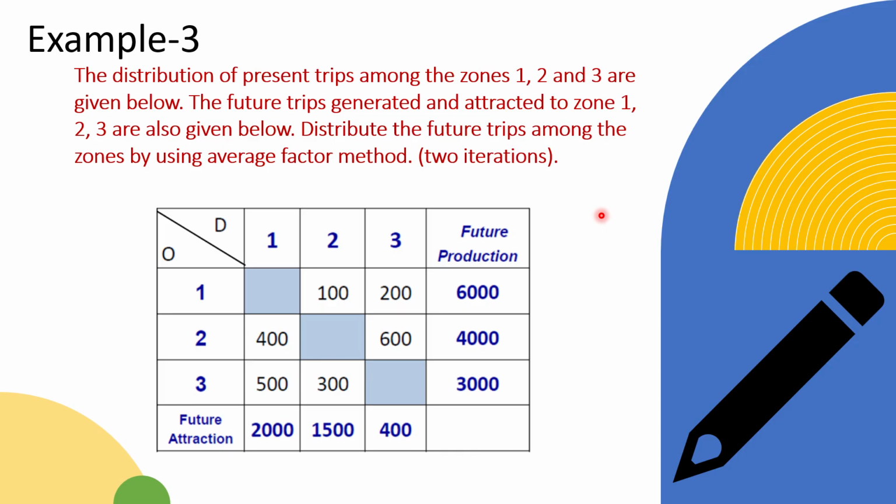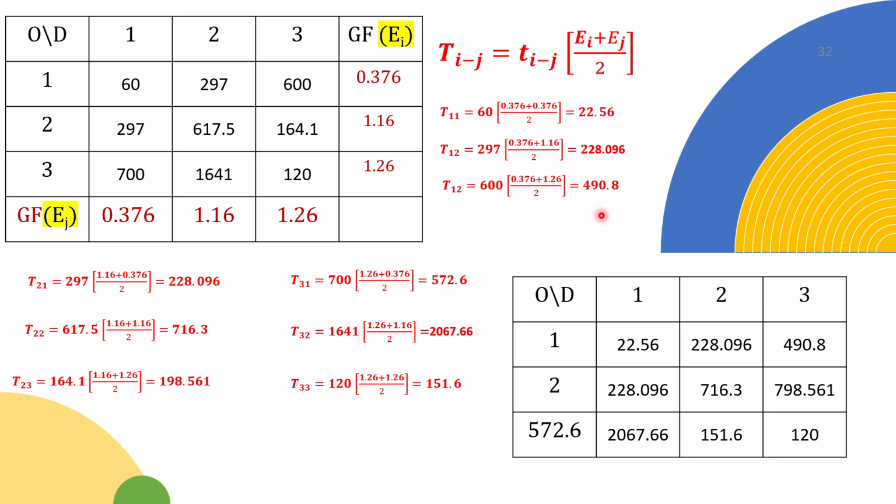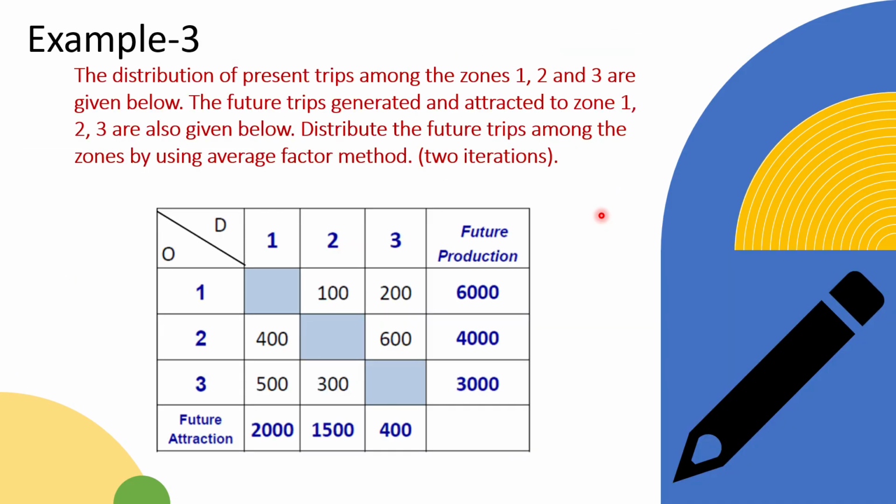Okay, so now we are moving to another type of problem in the average factor method. In the previous question we had the growth factor for origin and destination as the same, but in this question, look at the question, we have zones 1, 2, 3 and their future production and attractions are given. And 1-1, 2-2, 3-3, these are blanks, which means the trips within the zone are neglected, considered nil.